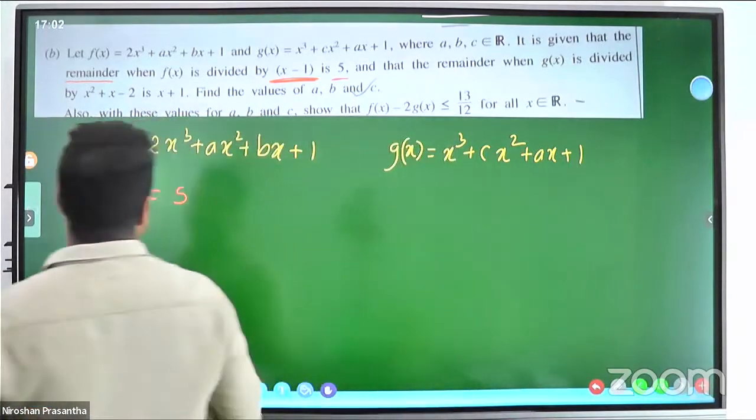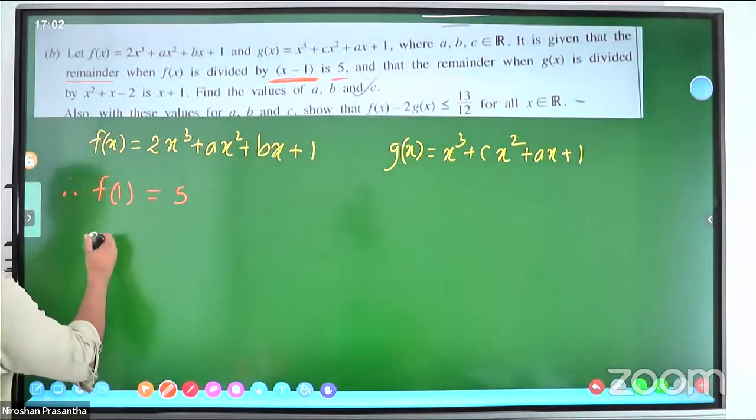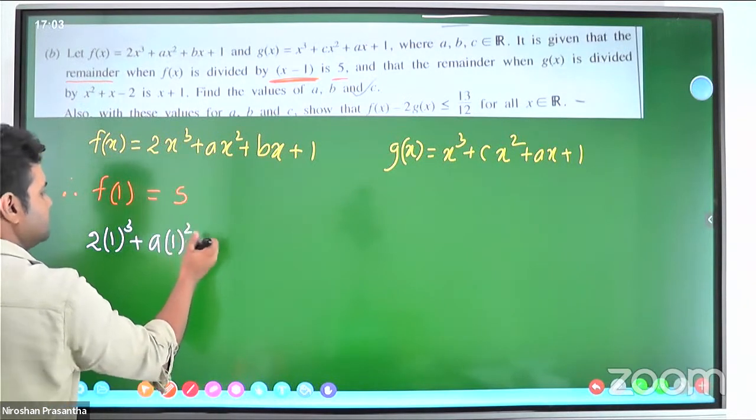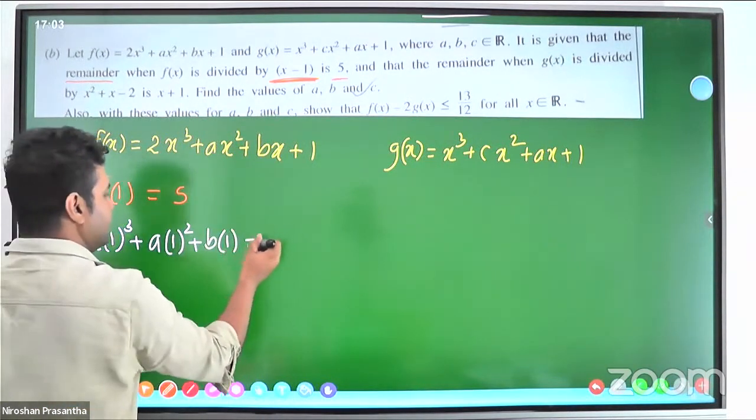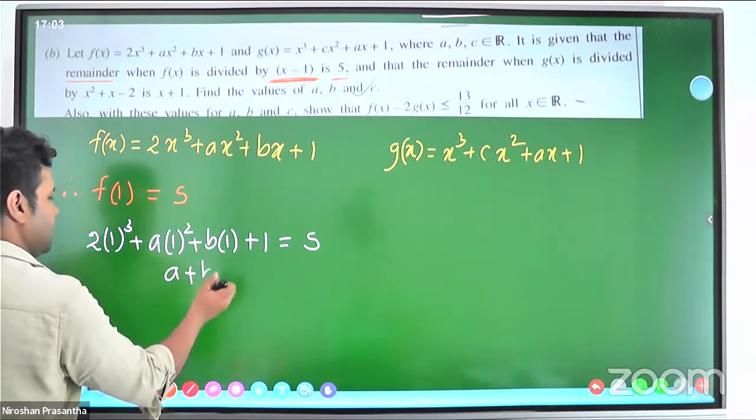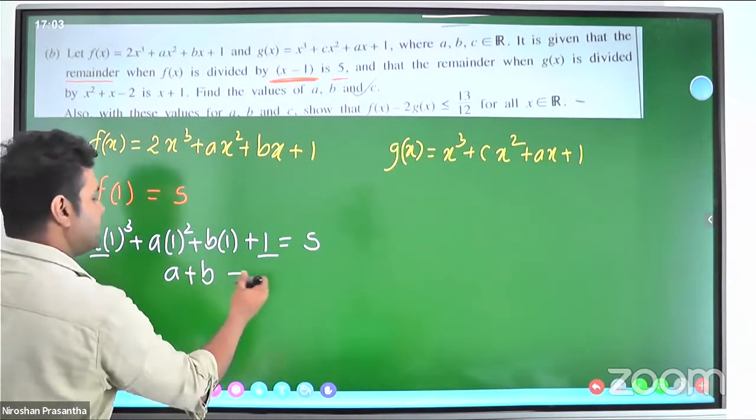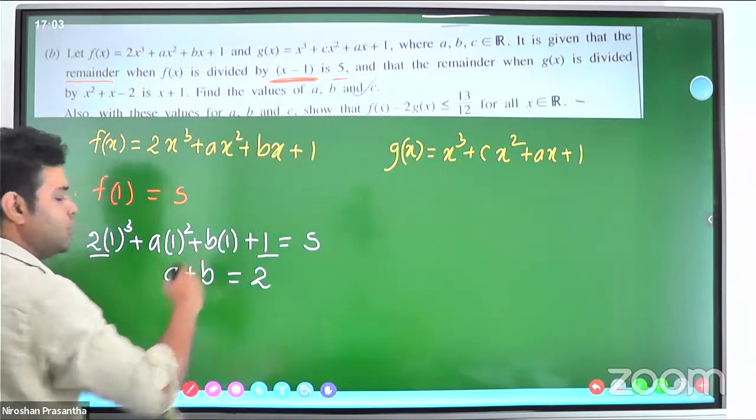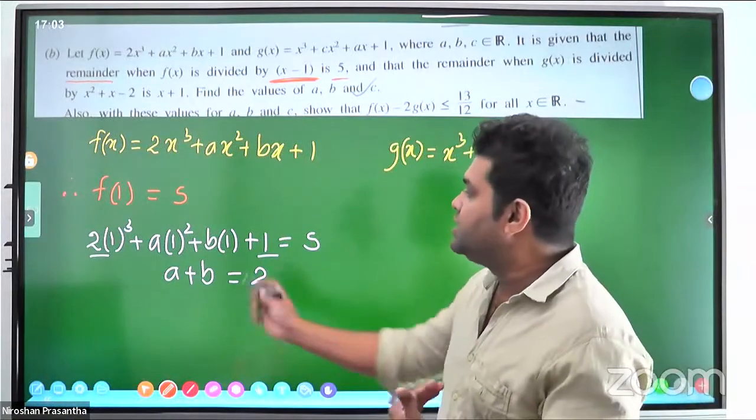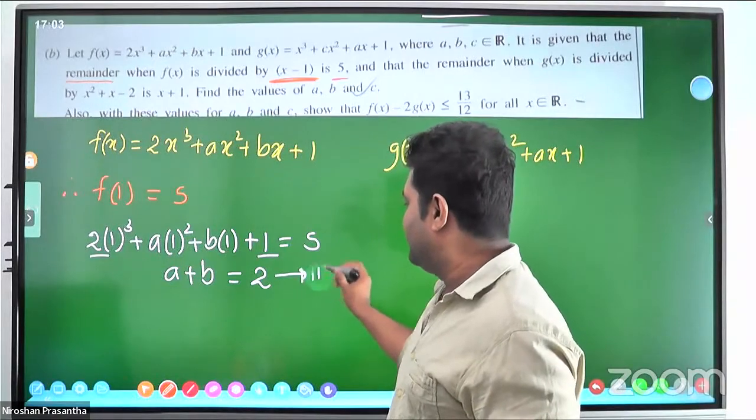Okay, now f(1), you know, therefore we can write down 2 times 1 to the power 3, plus a times 1 squared, plus b times 1, plus 1 equal 5. Then a plus b: this is 2 and this is 1, 2 and 1 is 3. When you subtract 3 from the 5, this is 2. No need to show your steps like ordinary level students. This is advanced level. Write down your answer directly. This is the connection number 1 you got over there.